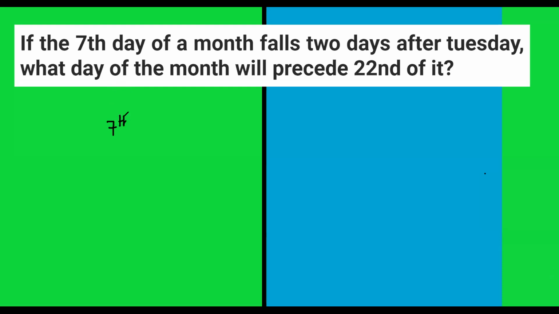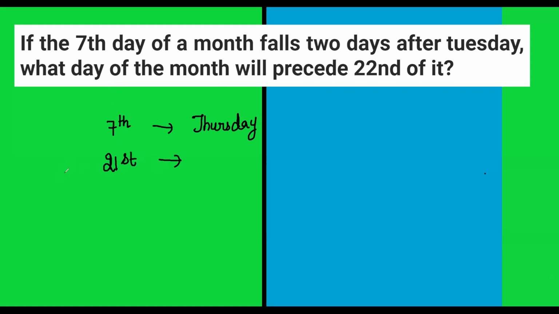The seventh day of the month falls 2 days after Tuesday. That means it falls on which day? Thursday. Now, what day of the month will precede the 22nd? Precede means what? One before. So it will be the 21st.